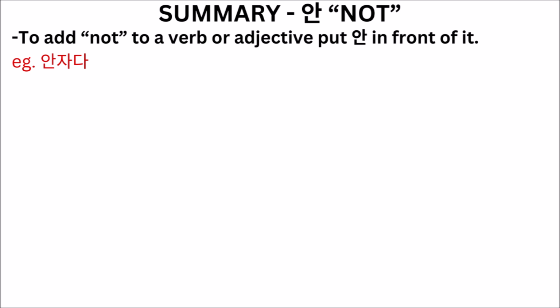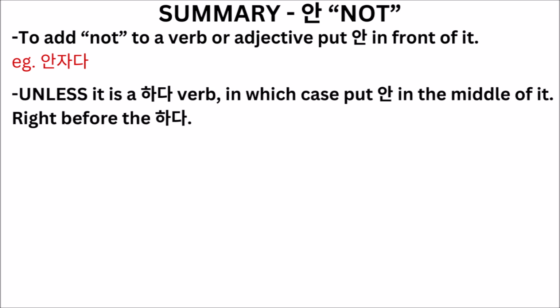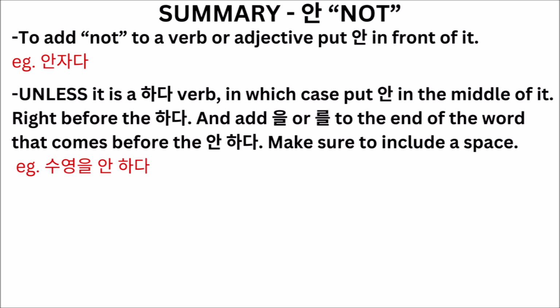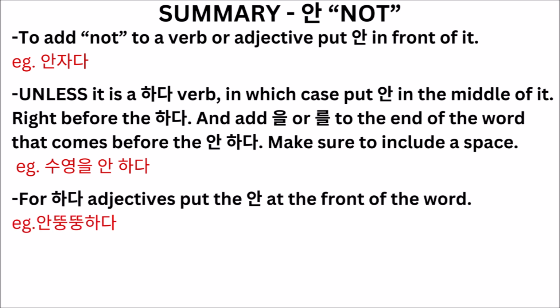To add not to a verb or adjective, put 안 in front of it, unless it is a 하다 verb, in which case put 안 in the middle of it, right before the 하다. And add 을 or 를 to the end of the word that comes before the 안 하다 part. And make sure to include a space. This 하다 style of negation works with verbs only, not adjectives. With 하다 adjectives, put the 안 at the front of the word.